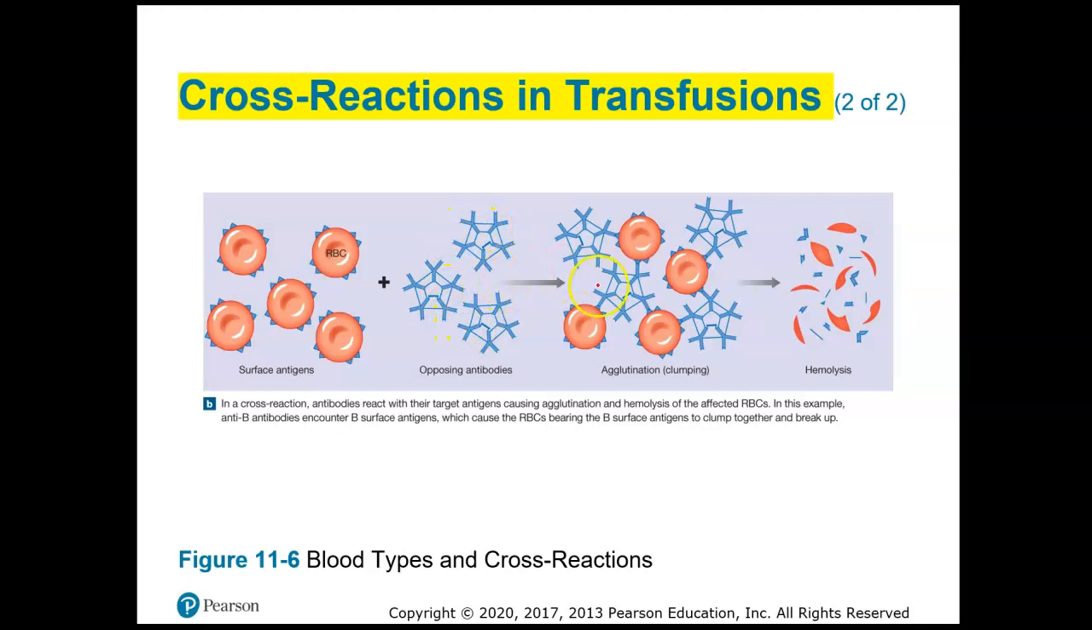Once the donor blood mixes with the recipient's anti-B antibodies, you see how they have a little shape on the end that allows them to attach to the antigens? So the antibodies attach to the antigens, and it causes the red blood cells to clump. You can see from the illustration how that would work. And once they clump, they can also lyse, which can be extremely dangerous. So this is how a cross reaction occurs.